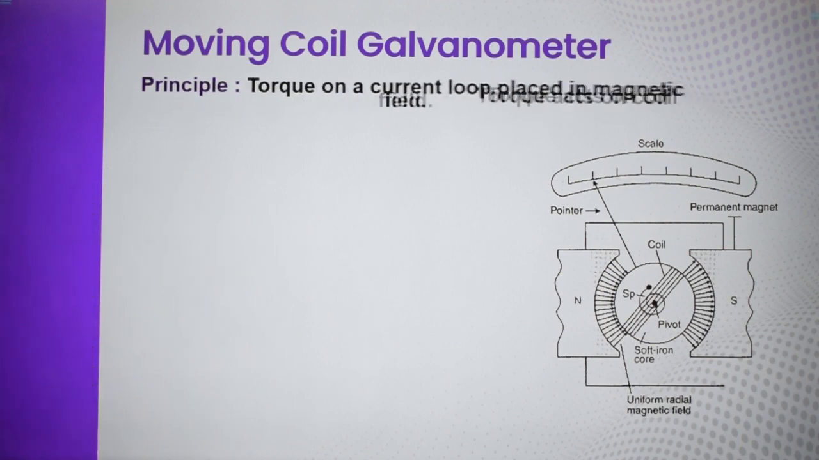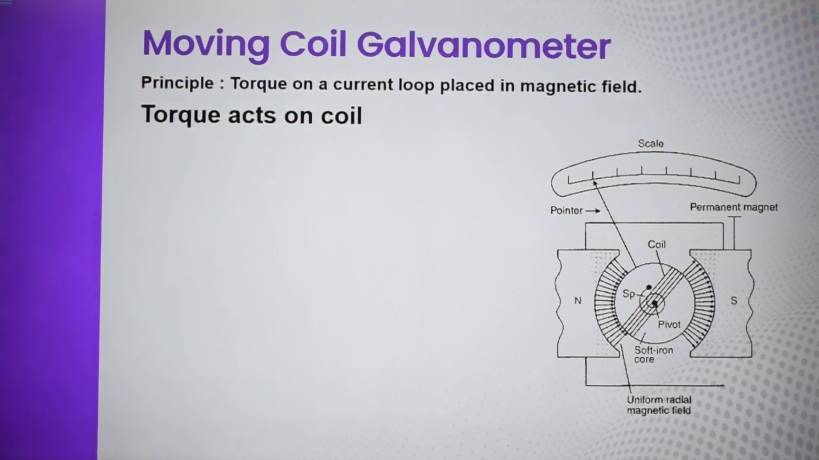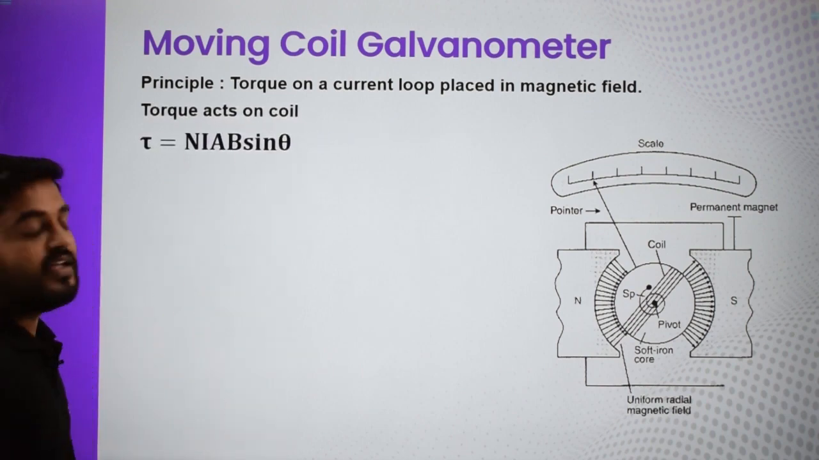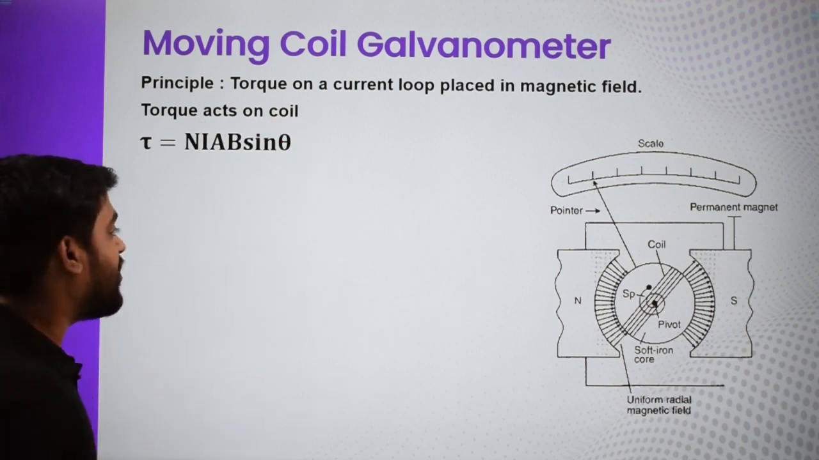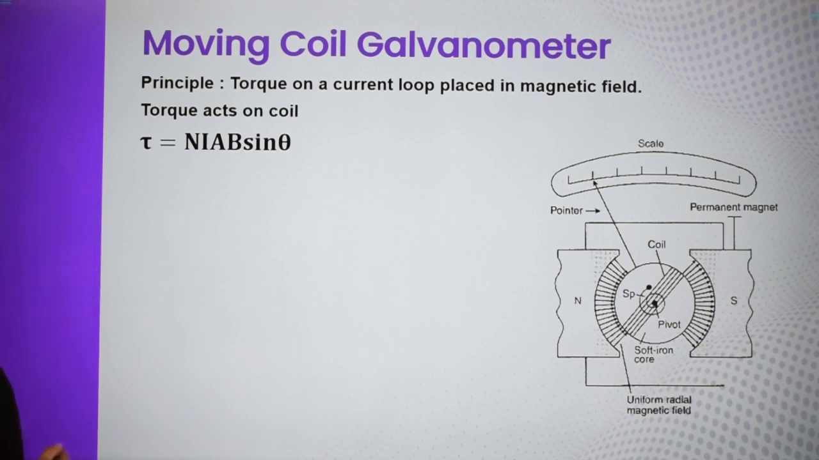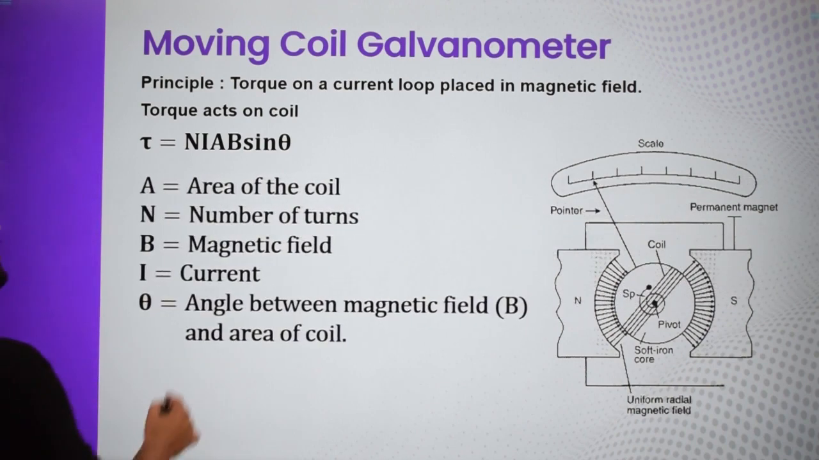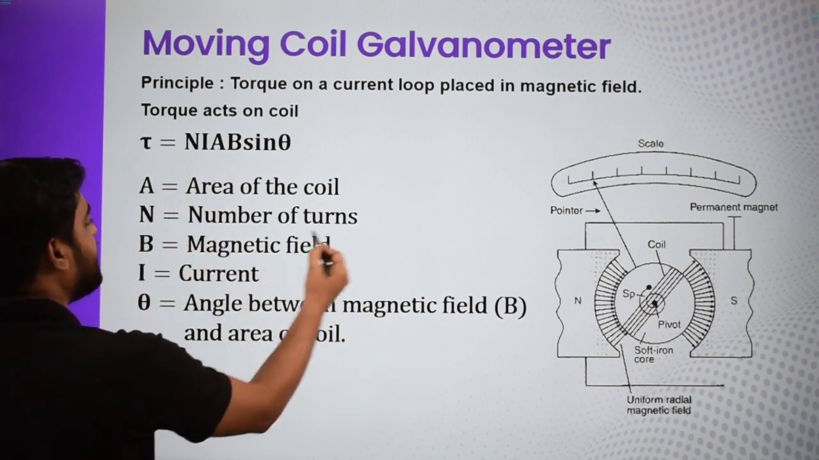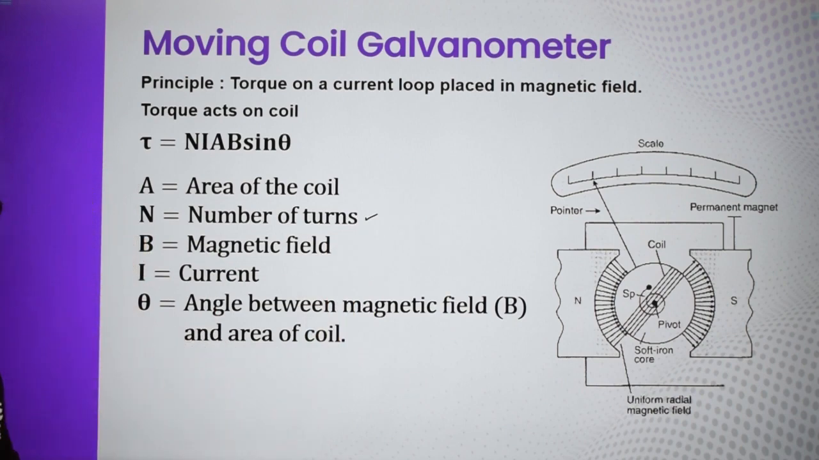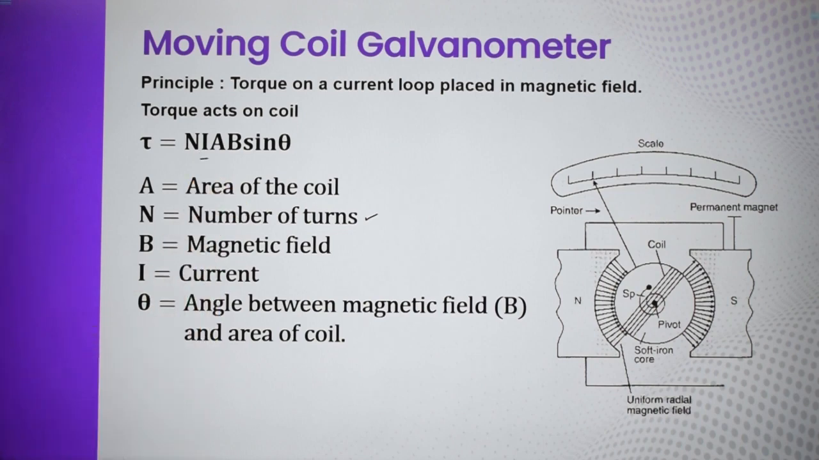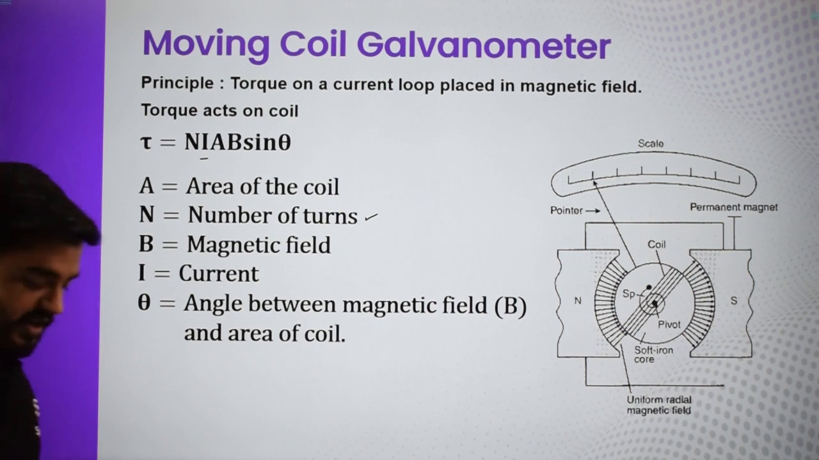So how do the calculations look? How much is the torque acting on the coil? The torque is NIAB sine theta. Now what are all these parameters? This formula you will learn in magnetism. Let us discuss all the parameters one by one. A is the cross-section area of the coil. N is the number of turns in the coil. B is the magnetic field, and I is the current passing through the coil. And theta is the angle between the magnetic field B and the area of the coil.